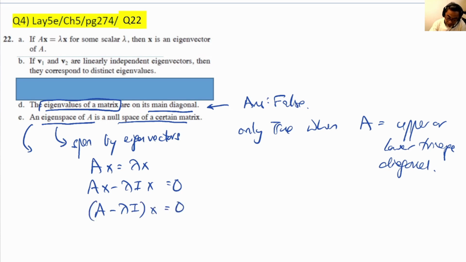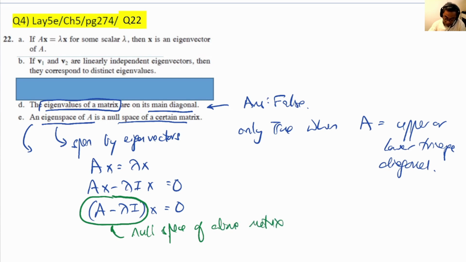So the null space of this matrix, let's draw it in green, the null space of the above matrix is actually the eigenspace. And we are done. Thank you.